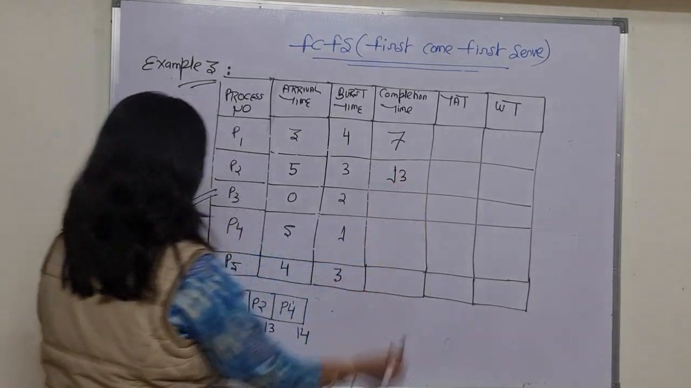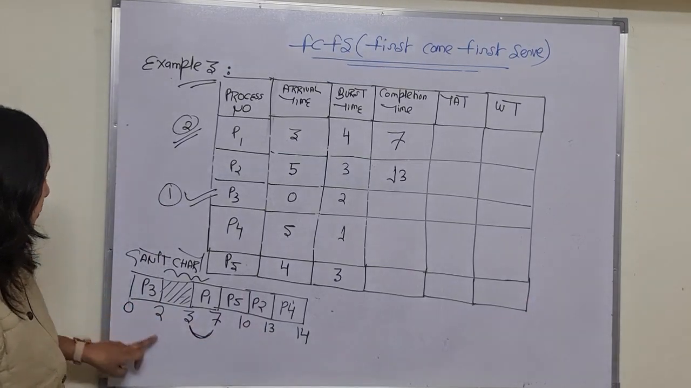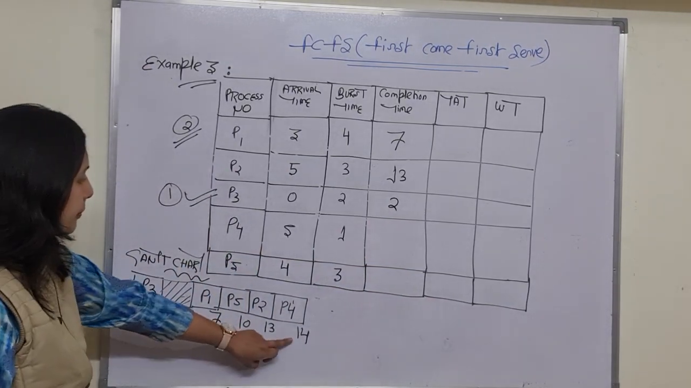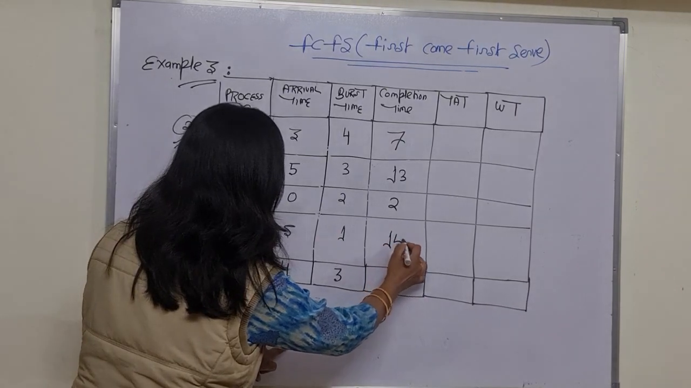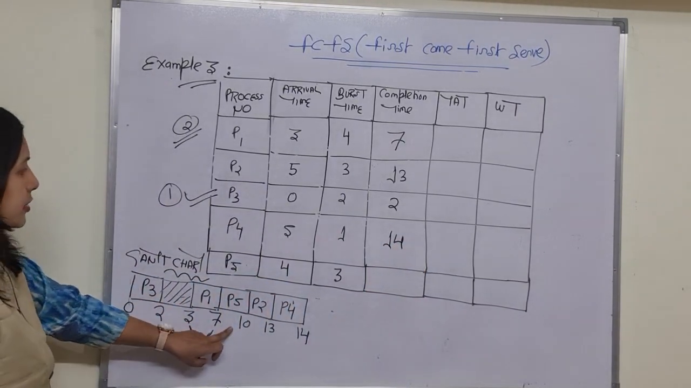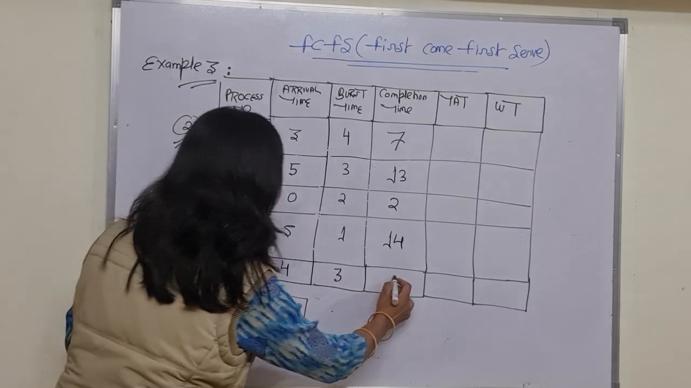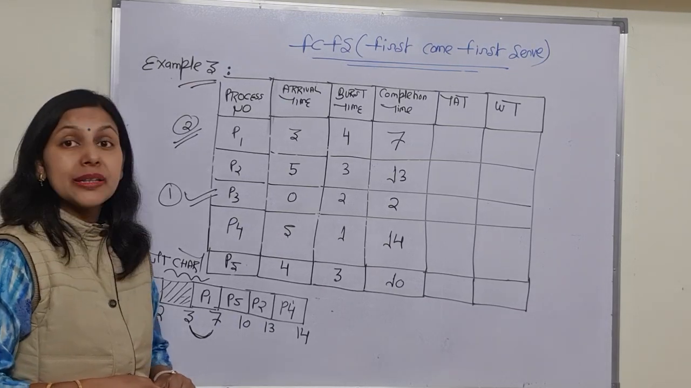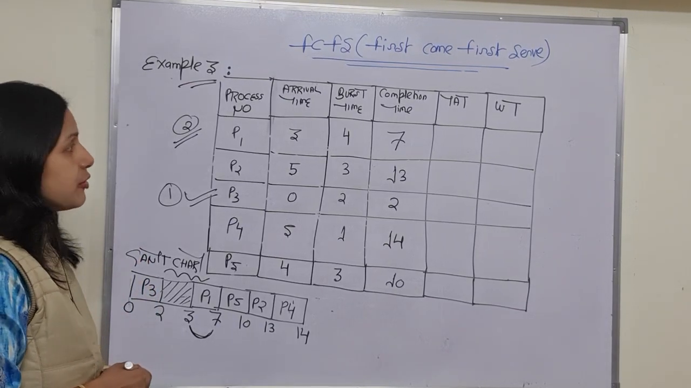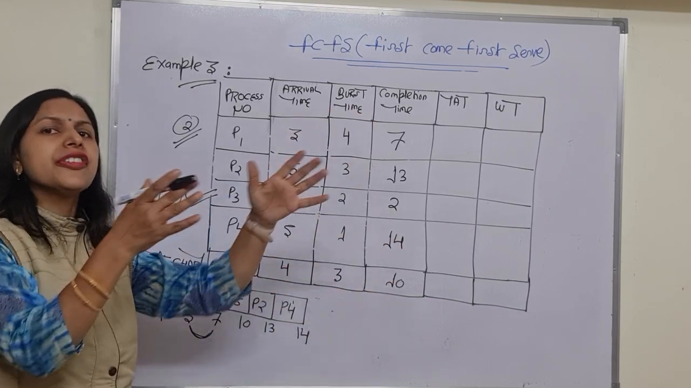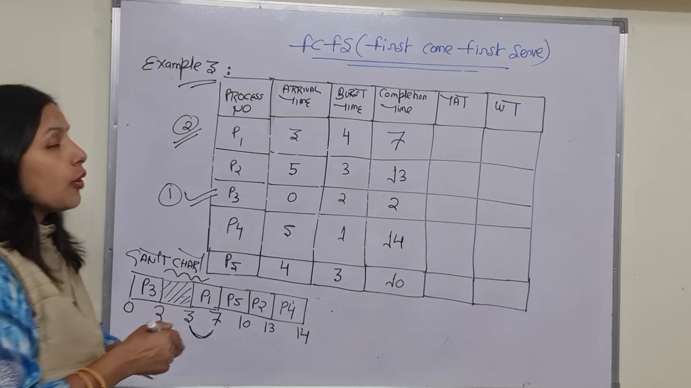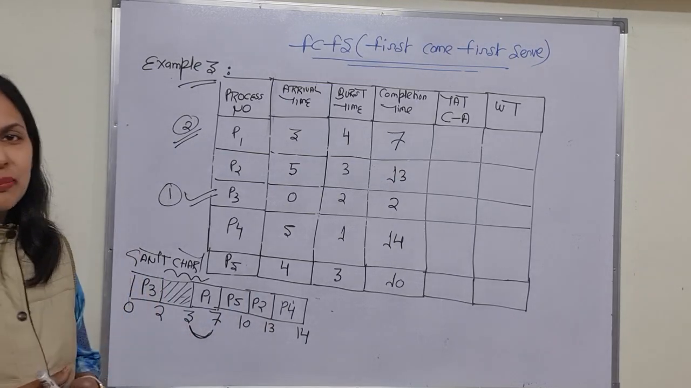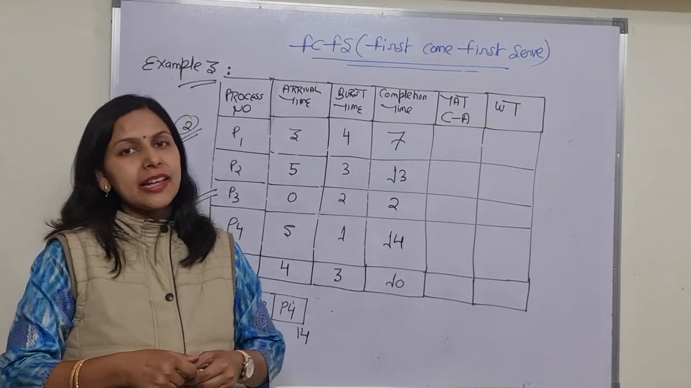Now the completion time for process P3 is 2. The completion time for process P4 is 14. And the completion time for process P5 is 10. So this is how we are writing the completion time. Now, you have to find out the turnaround time for different processes, right? The formula for turnaround time is C minus A, where C stands for the completion time and A stands for the arrival time.